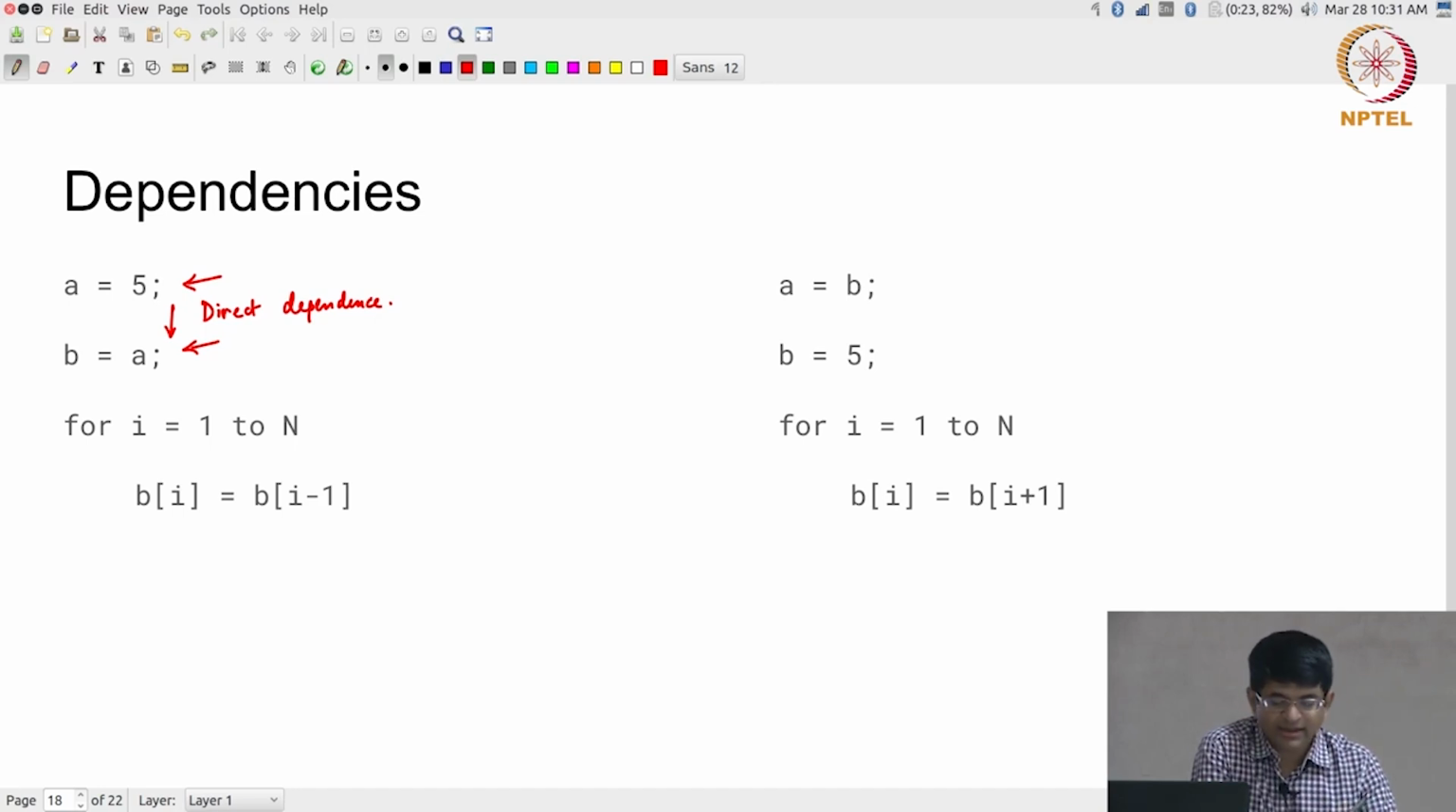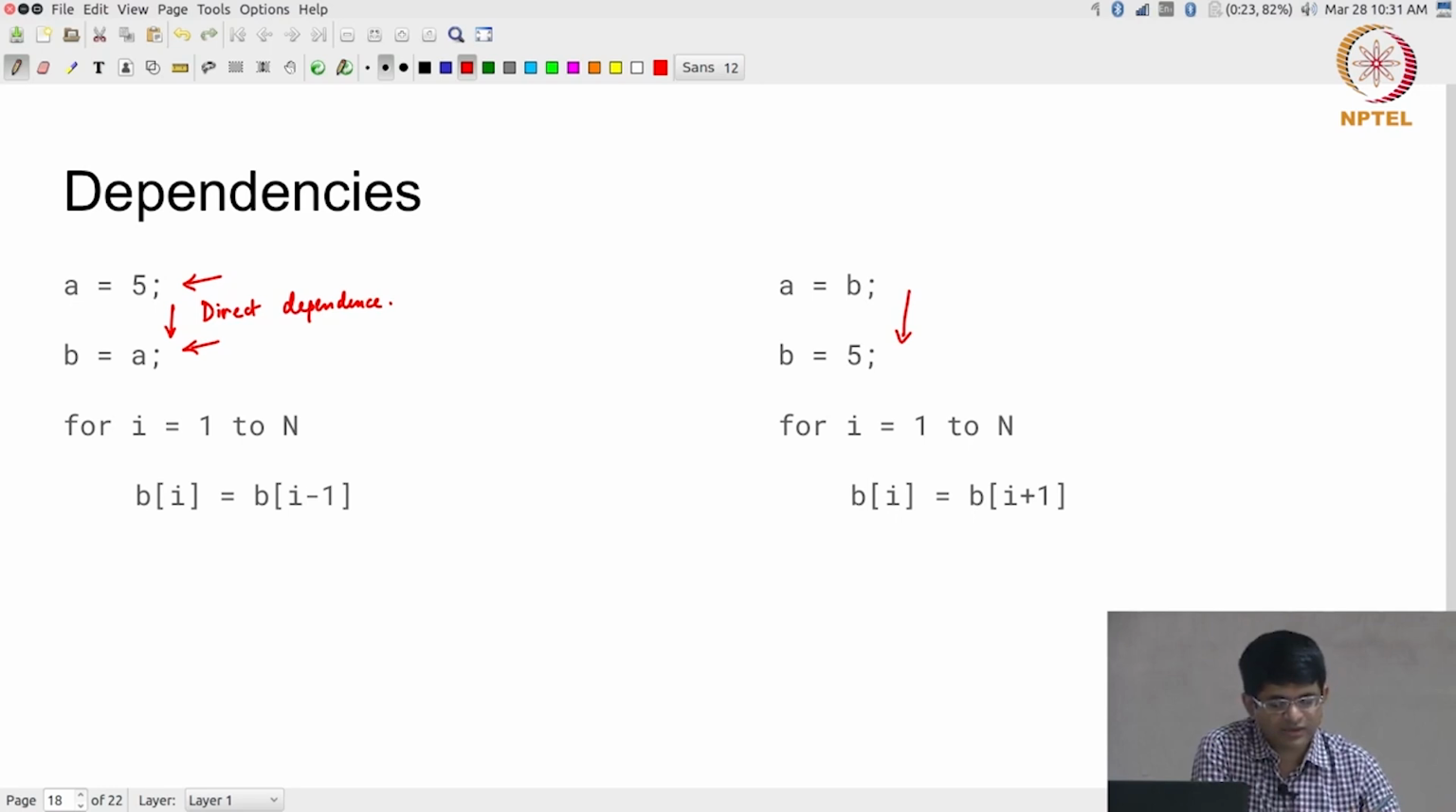And not only that, B has to get the value only after A has actually been updated. I might be able to do constant propagation and so on, but that is a different story, right? There is a true dependency between the value of A and the value of B over here. Contrast this with what you are seeing over here, right?